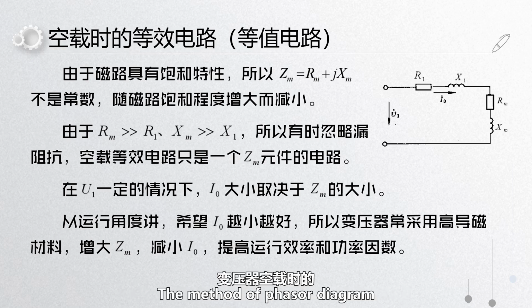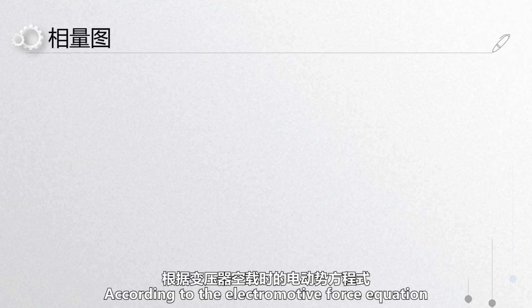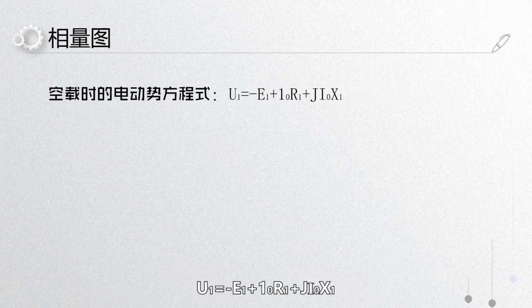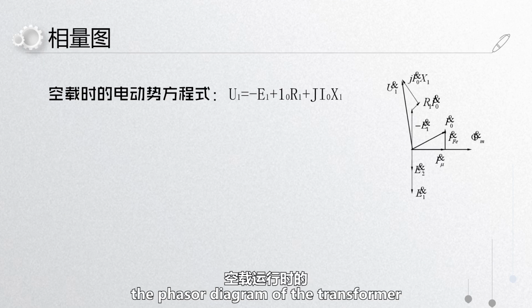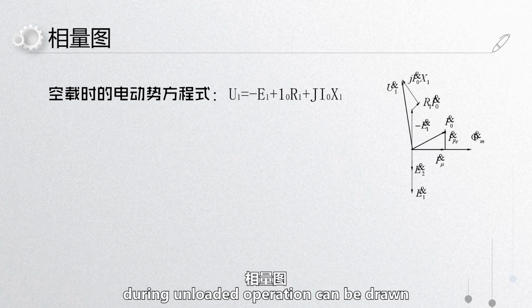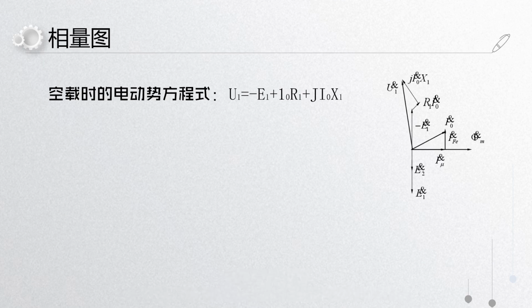The phasor diagram method when the transformer is unloaded: according to the electromotive force equation, U1 equals minus E1 plus I0 times R1 plus jI0 times X1. When the transformer is unloaded, the phasor diagram of the transformer during unloaded operation can be drawn. The drawing steps are as follows.